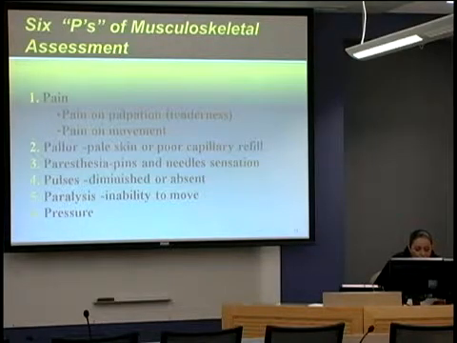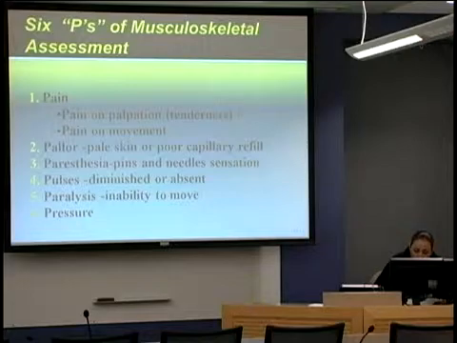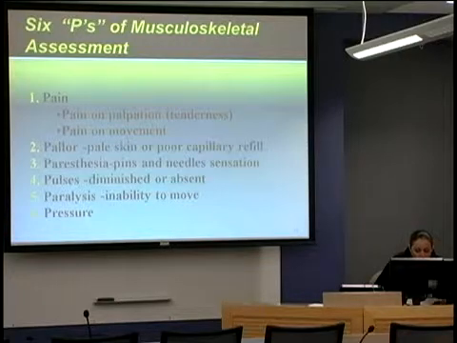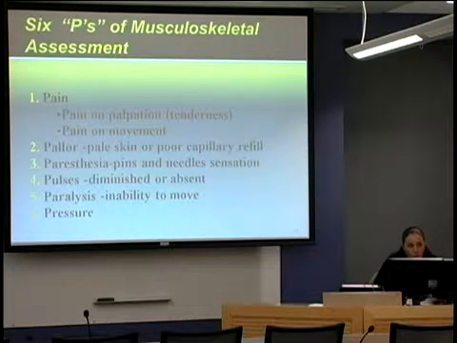When you're examining pulse, distal to the injury, it may be absent or have a decrease in amplitude, indicating damage to the arterial vessel. Patient may have paralysis and inability to move the extremity from nerve, muscle, tendon, or ligament damage. And last but not least is pressure, which is a sensation in the extremity associated with swelling.